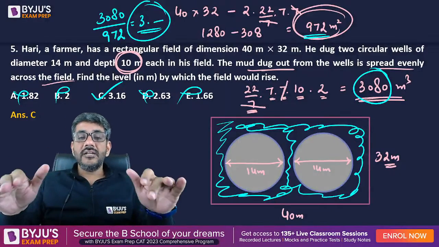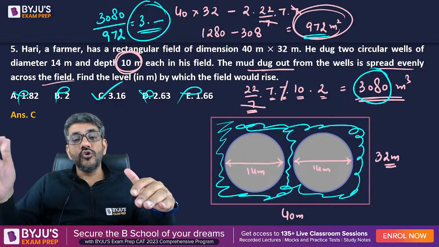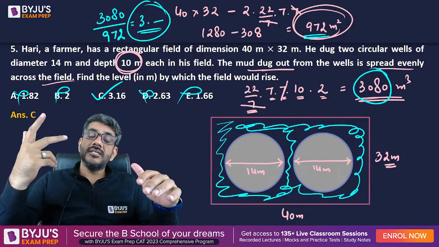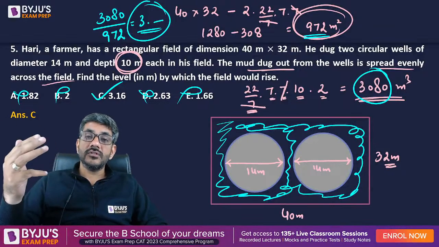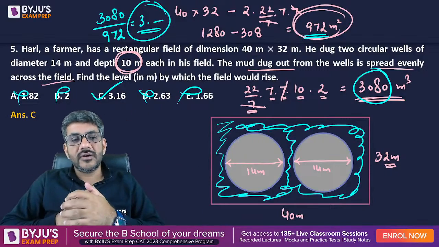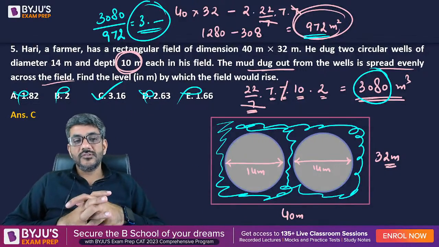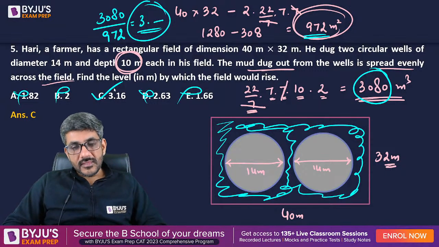So अगर 972 मीटर स्क्वायर को आप 1 मीटर तक फैलाएंगे, it will be 972 meter cubed, right? If it is up to 2 meters height, it would be 972 into 2, 3 meters height 972 into 3. ऐसा करके चलेगा. So 3080 में कितनी हाइट गई होगी? 3080 divided by 972 gives you 3 point something. That is option C, the answer for us. That was question number 5.